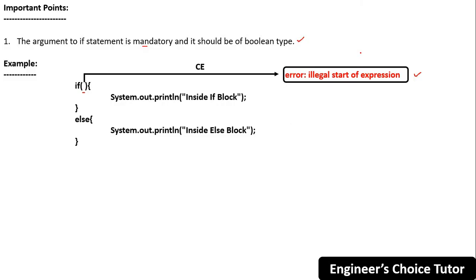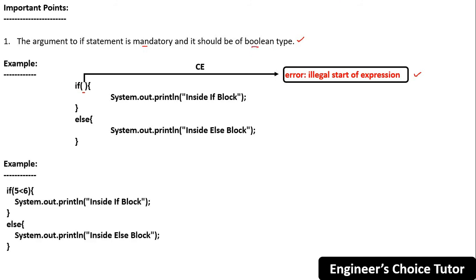The next is what? It should be of what type? Boolean type. This point. So what I'm doing here, see, is another example. If 5 is smaller than 6. 5 is smaller than 6. It means what? True. This is true. So finally it will give you a Boolean value, right? True. So this will be replaced by true. Then you will get this output, that you are inside the if block.